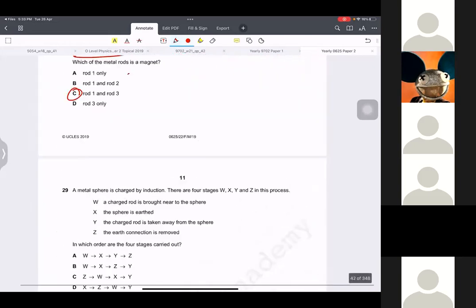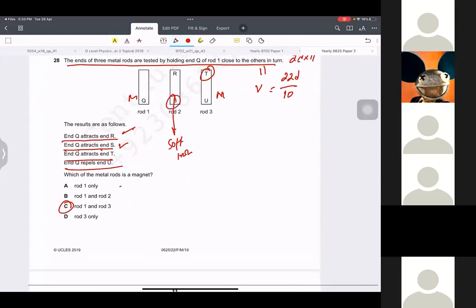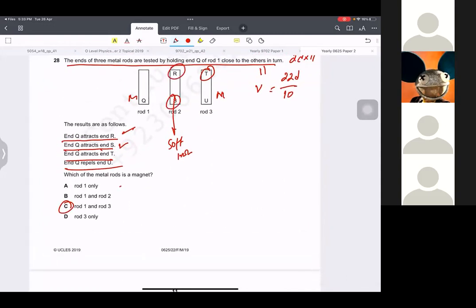Student: How did you know it's iron? Because both ends are attracting. Iron attracts from both ends. It can be any material then, right? Yeah, but in our course, we have studied iron only. But it could be any magnetic material which is not a permanent magnet.